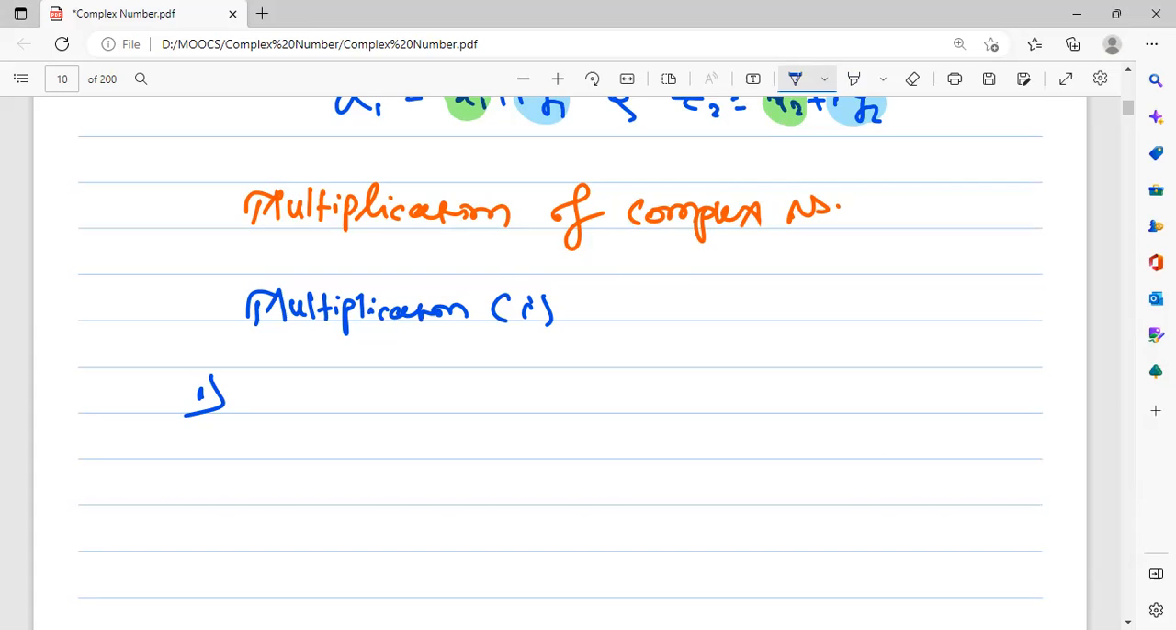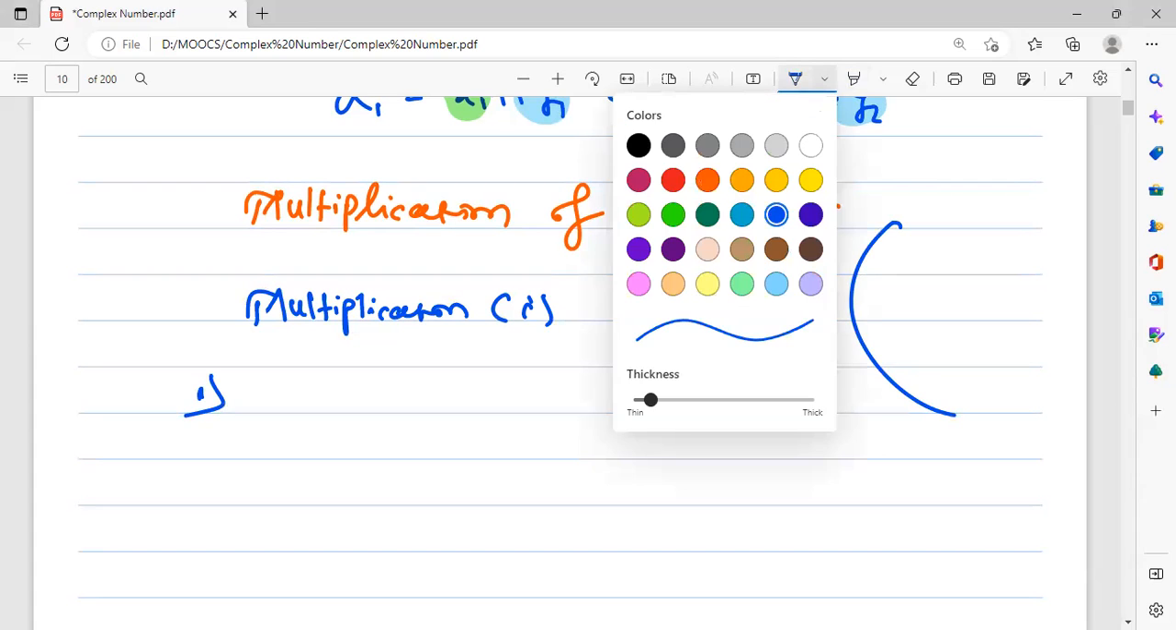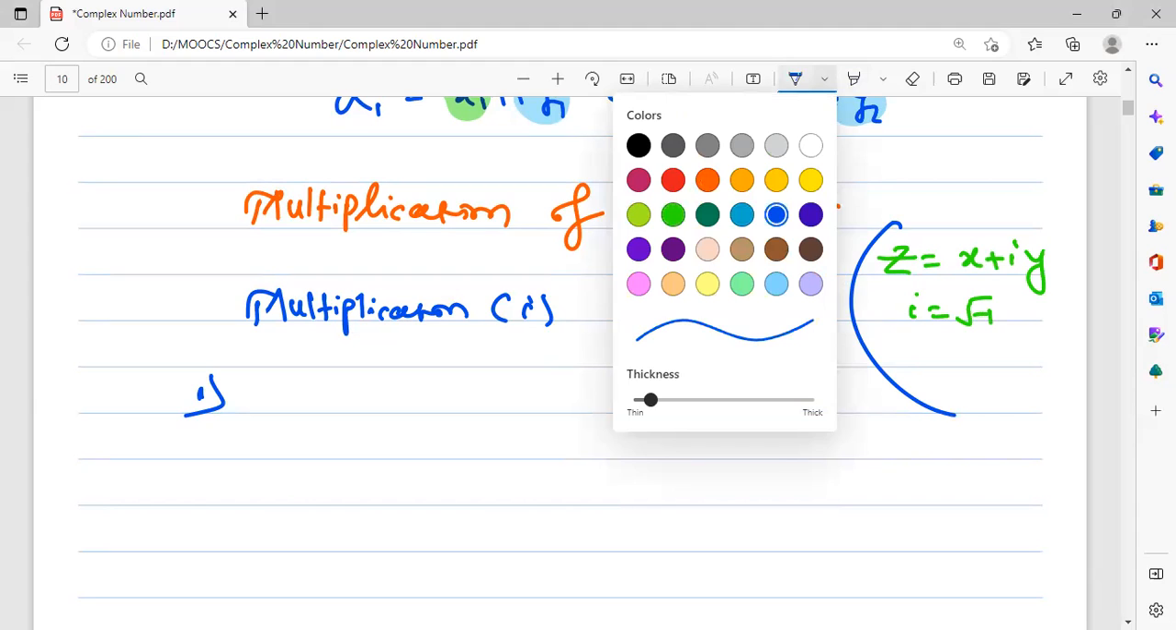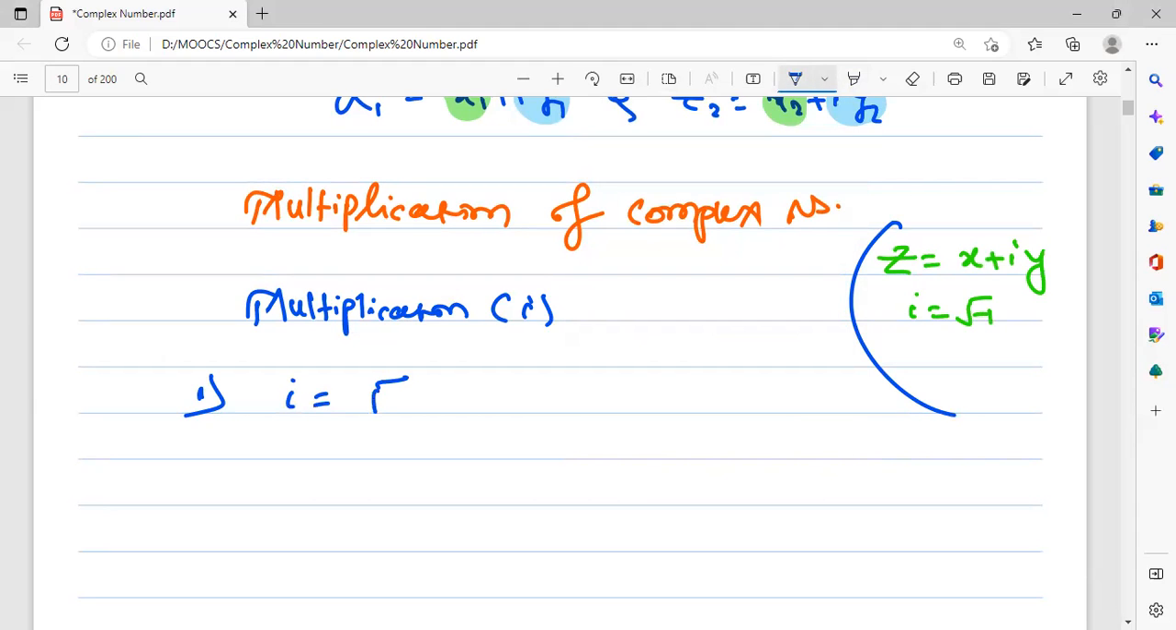We know in complex numbers, we have a complex number Z, which is usually denoted by x plus iy, where x and y are both real numbers, and i is equal to the root of minus 1. Hence, the value of i is i equal to root of minus 1. Then what will be i square? i square is nothing but i into i, equal to root minus 1 into root of minus 1, equal to minus 1.